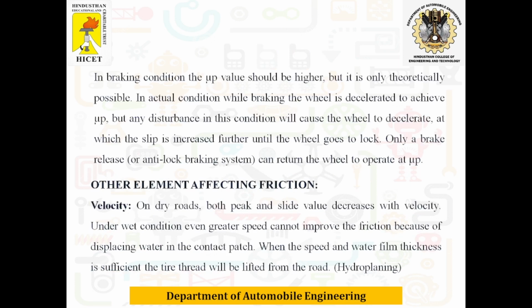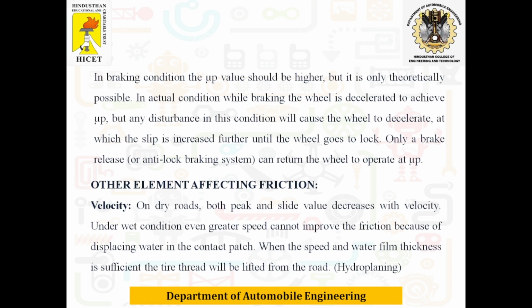In braking condition, the μp value should be higher, but it is only theoretically possible. But in actual condition, while braking, the wheel is decelerated to achieve μp. But any disturbance in this condition will cause the wheel to decelerate, at which the slip is increased further until the wheel goes to lock. Only a brake release, that is our anti-lock braking mechanism, can return the wheel to operate at μp.